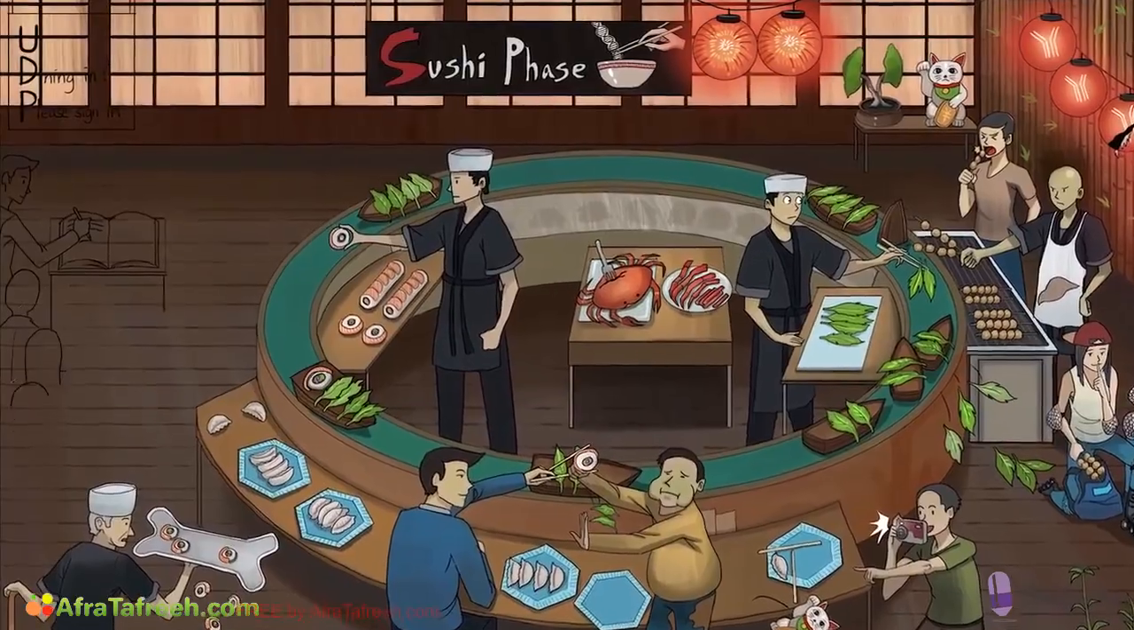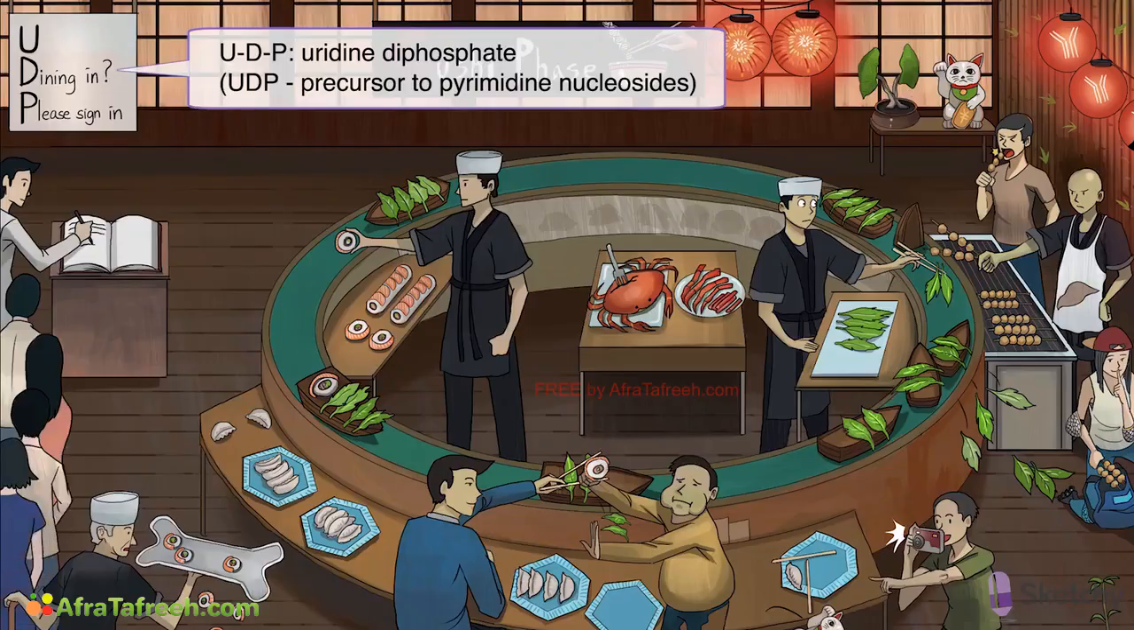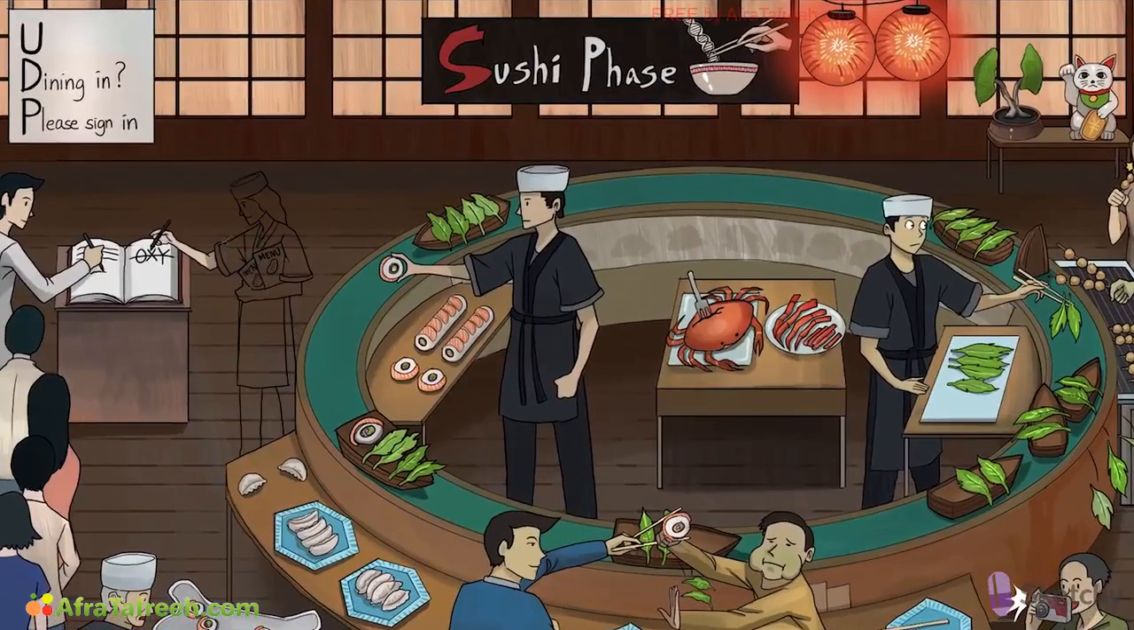UDP is represented here by the sign at the entrance, "You dining in? Please sign in." UDP, it turns out, is the substrate for ribonucleotide reductase, which converts UDP to deoxy-UDP, a molecule that will eventually go on to form all those deoxypyrimidine nucleosides we need for DNA synthesis. And it looks like someone has signed in. Oxy, party of one?